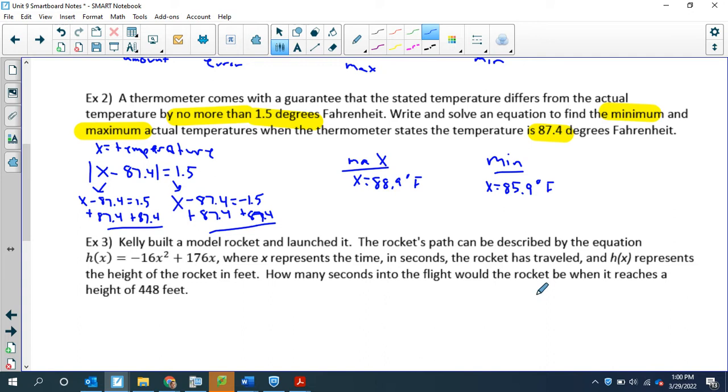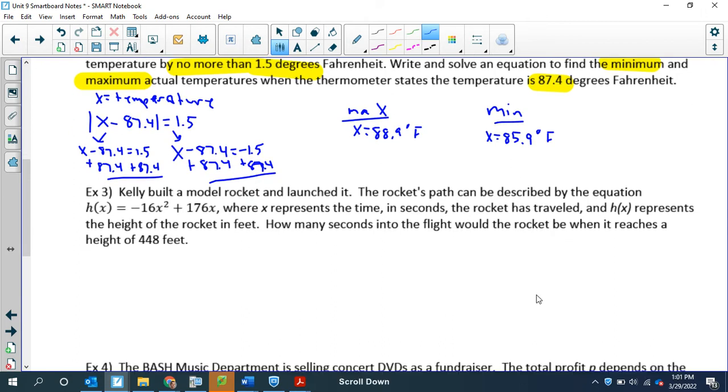Example 3, we're getting into the quadratics. It says Kelly built a model rocket and launched it. The rocket's path can be described by the equation h of x equals negative 16x squared plus 176x, where x represents the time in seconds the rocket has traveled, and h of x represents the height of the rocket in feet. How many seconds into the flight will the rocket be when it reaches a height of 448 feet?